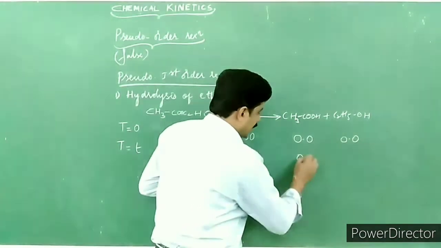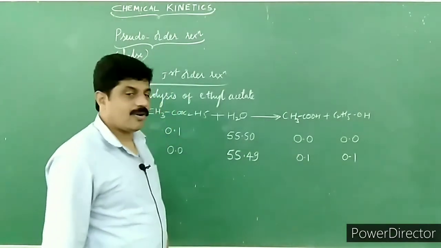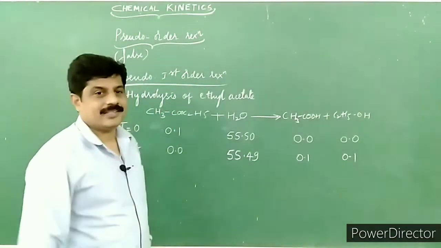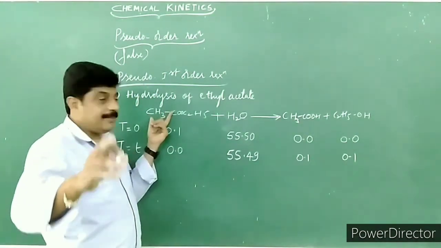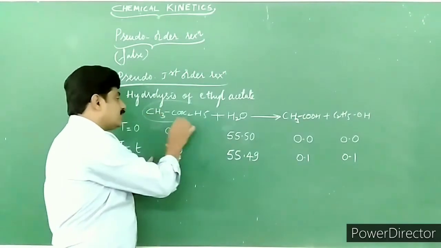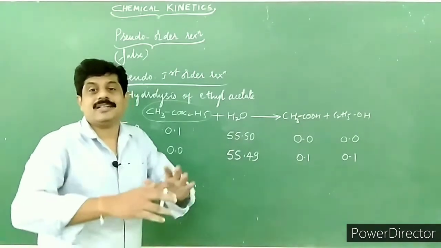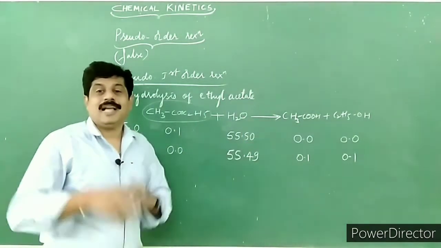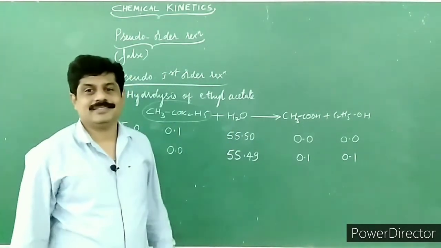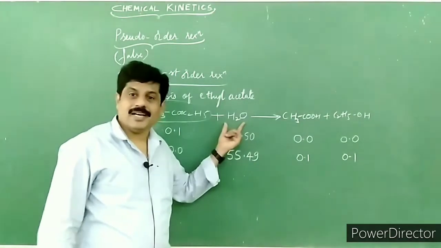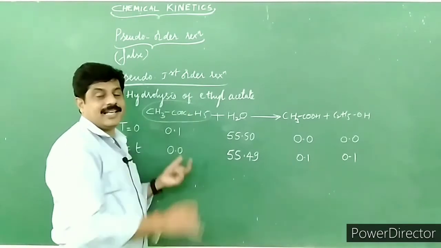Now in that case, look at here, you are going to get 0.1 molar concentration of ethanoic acid and 0.1 molar concentration of ethanol. Children, in this reaction, the rate of the reaction depends only on the concentration of ethyl acetate, because the concentration of water you have taken in large quantity, and hence the concentration of water remains practically constant. That is why it should not be considered here. That means the rate of the reaction depends only on the concentration of ethyl acetate.